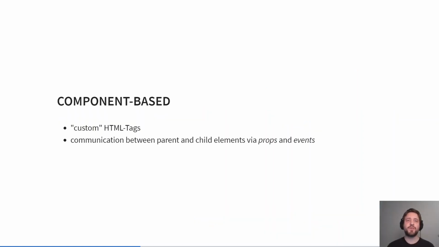In libraries like React, components can be used to create custom HTML tags. Components can be useful to structure an application and to create reusable UI elements. They can communicate with each other via so-called props and events. Typically, we will see a unidirectional data flow where state is passed from a parent component to a child via props.